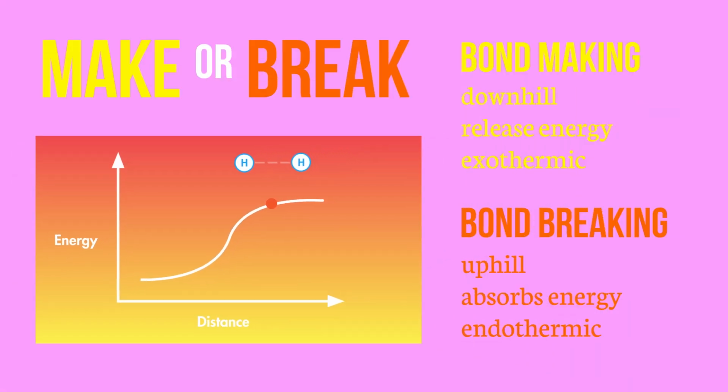And the reverse must be true. Breaking chemical bonds to separate atoms that are attracted to one another must be unfavorable. It has to be uphill, requires an input of energy. We call that kind of change endothermic. Endo because the energy goes into the system, it gets absorbed. Bond forming, downhill, releases energy, exothermic. Bond breaking, uphill, absorbs energy, endothermic.